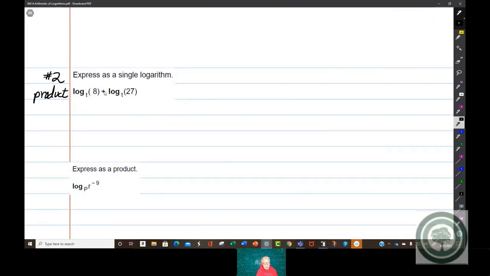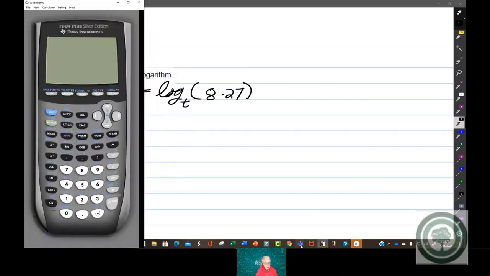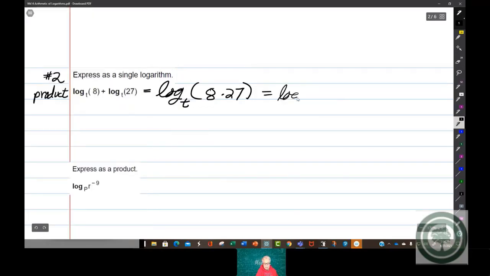Log base t of 8 plus log base t of 27. That means you're going to have log base t of 8 times 27. I don't know what it is. 8 times 27 is 216. So log base t of 216. Right, the product rule. Very straightforward.